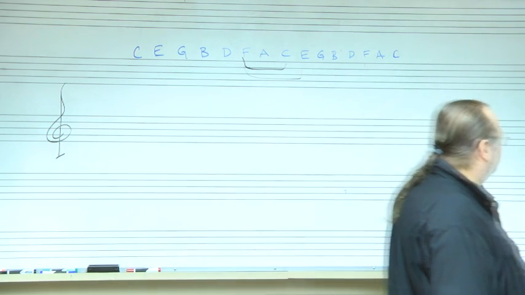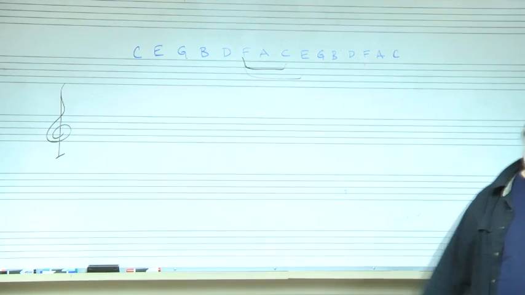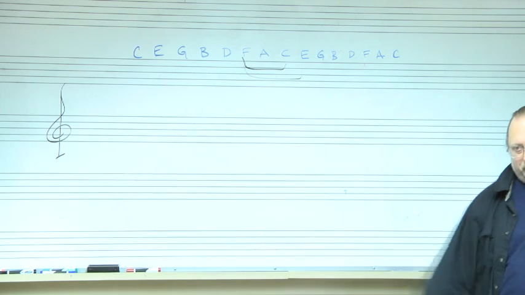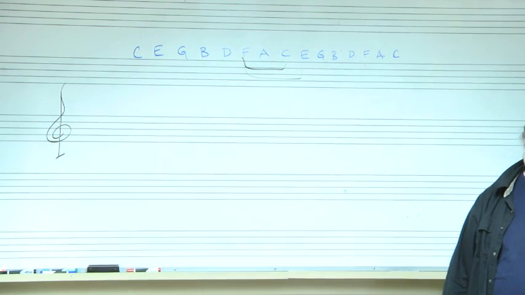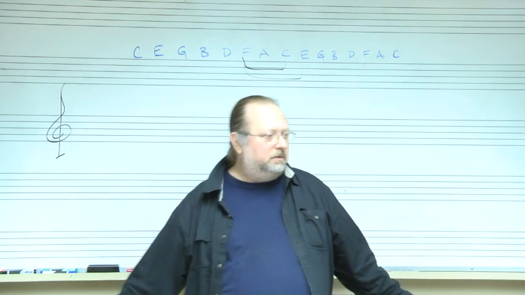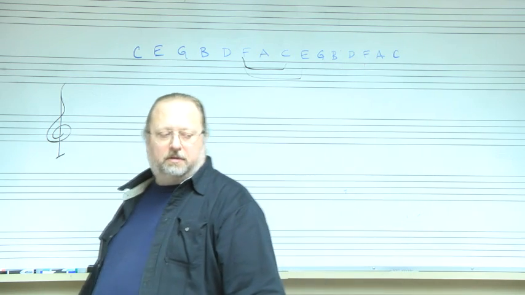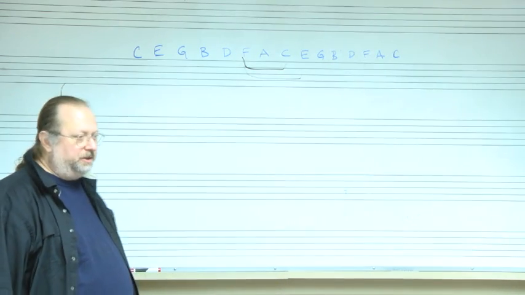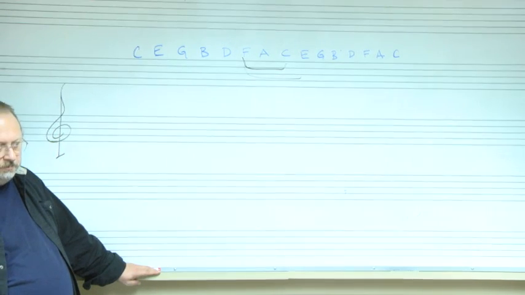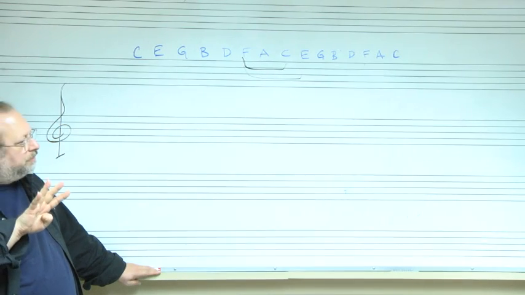Oh, Roman numerals. What are Roman numerals? 1, 2, 3, 4, 5, 6, 7, right? Numbers for scale tones are Arabic numerals, Roman numerals for chords. So if you've got a scale, 1, 2, 3, 4, 5, 6, 7, the 1, 4, and 5 are major. Everything else is minor: 2, 3, and 6 are minor, and 7 is diminished. 5 is dominant with a 4-note chord.